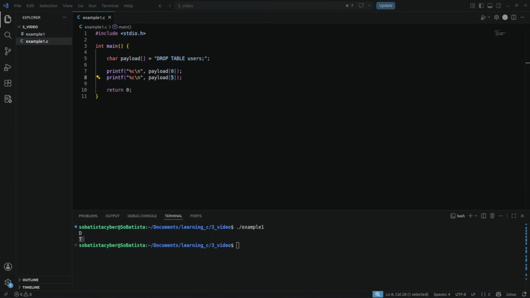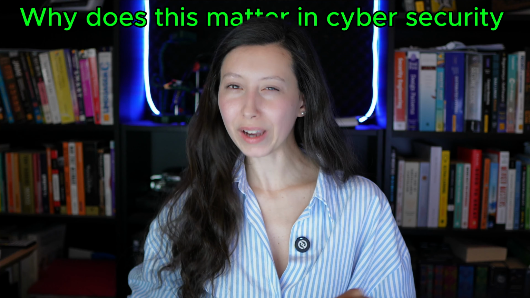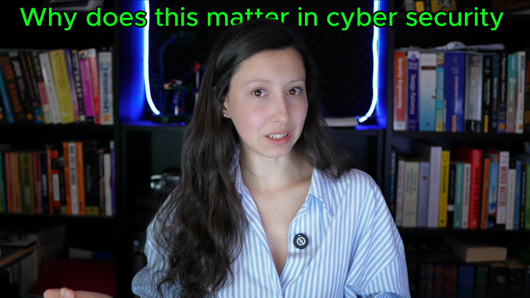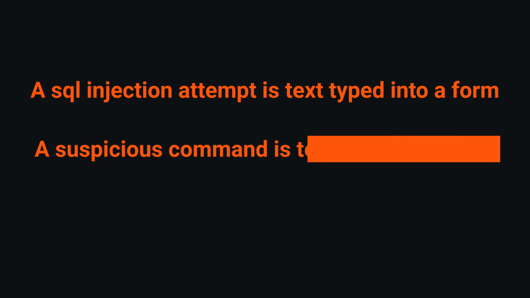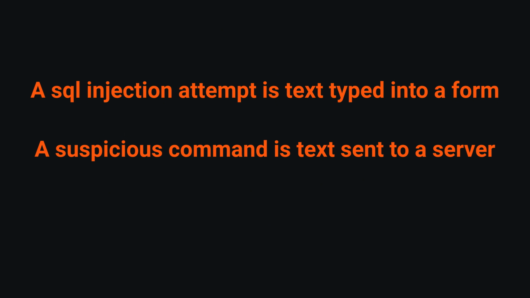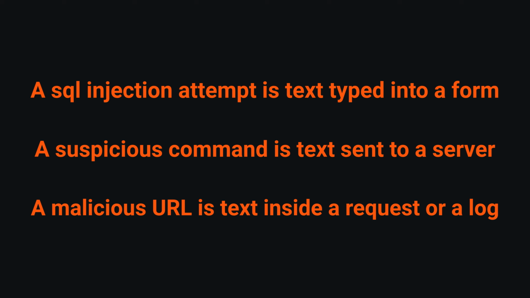So when you use square brackets with a string, you are not grabbing a full word. You are grabbing one character at a specific position. Now, why does this matter in cybersecurity? Well, because a lot of dangerous input is just text. A SQL injection attempt is text typed into a form, a suspicious command is text sent to a server, and a malicious URL is text inside a request or a log.